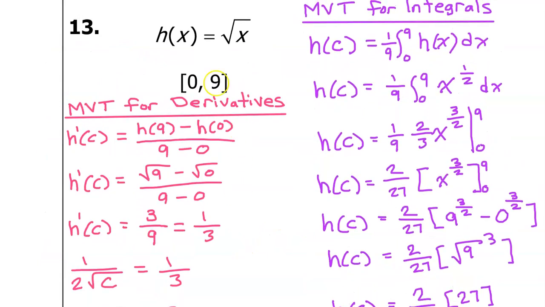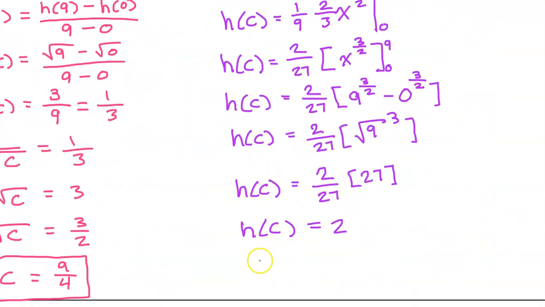Remember that h of x is the square root of x. So h at c will be the square root of c. So we have the square root of c is equal to 2. Squaring both sides, we get c is equal to 4. And this is the value of c that is guaranteed by the mean value theorem for integrals.